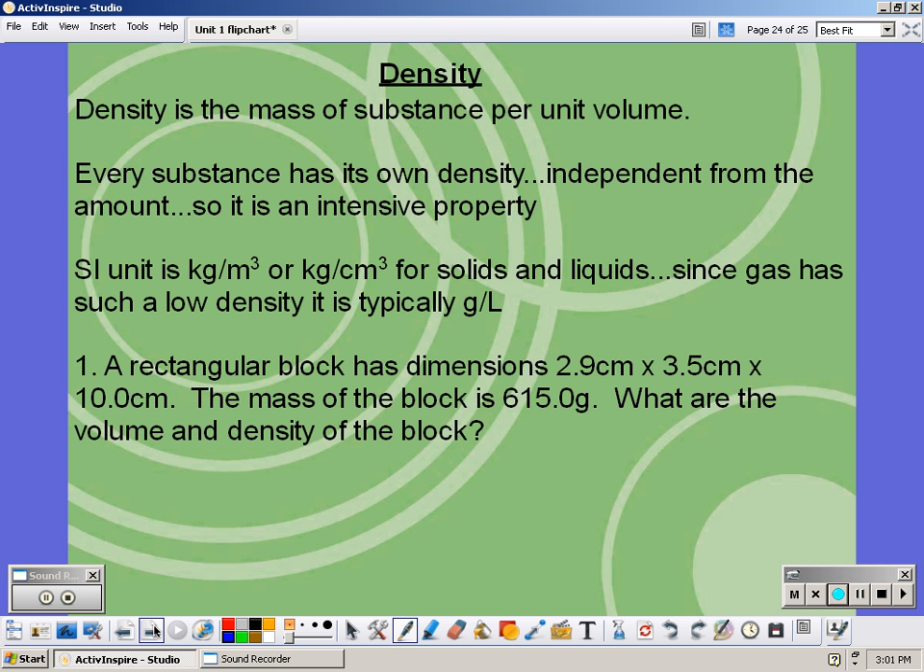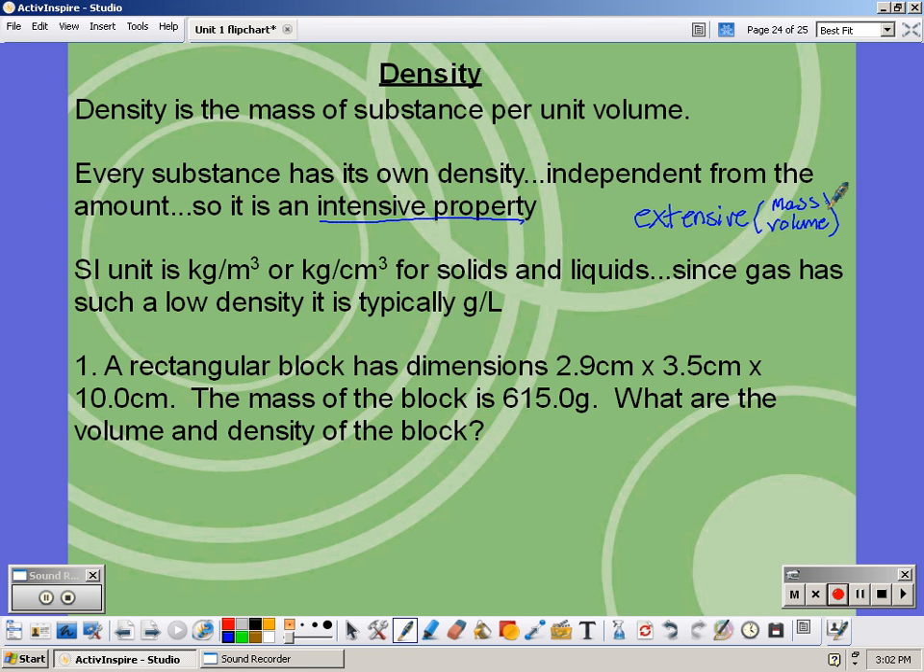Density is the last thing that we talk about in this unit. Density is the mass of a substance per unit volume. Every substance has its own density, so it's independent of how much there is, so it's considered an intensive property. That's one of the vocab words that you need to know. Intensive is independent from the amount. Extensive means it does depend on the amount. So things like mass and volume will change if we changed how much of the substance we have. But density, because it's a ratio, is always the same. The SI unit for density is kilograms per meter cubed, or grams per centimeter cubed for solids and liquids. Since a gas has such low density, it's typically in grams per liter.